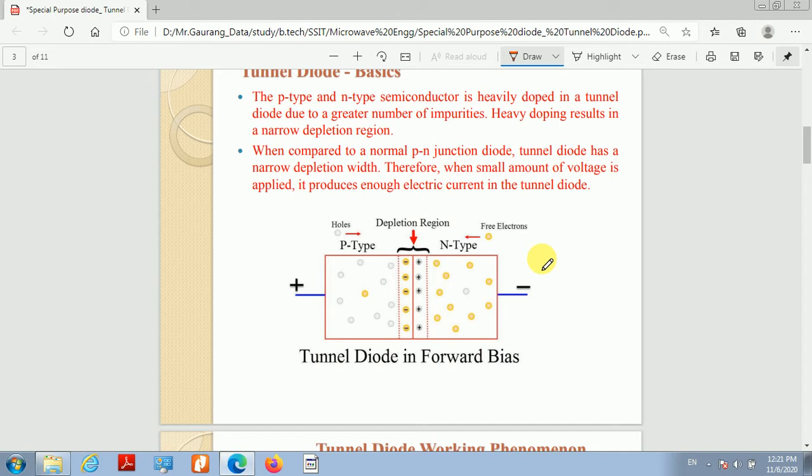So as compared to normal p-n junction diode, tunnel diode has very narrow depletion width, and if the depletion width is very narrow, then by applying very small amount of voltage, it produces enough current through the diode. Okay, so you can see the width of the depletion region is very narrow over here. Okay, and because of this very narrow depletion region, very small amount of voltage is enough to create large amount of current through the diode.